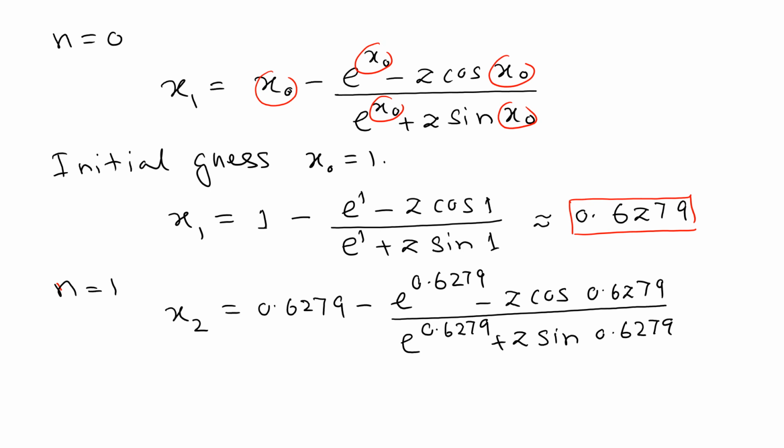Again, if you use a calculator, approximately you're going to get 0.5442, and you can see the number changes. Now we just keep doing this. When you plug in 0.5442, you're going to get this. So I'm going to write the first few values now.